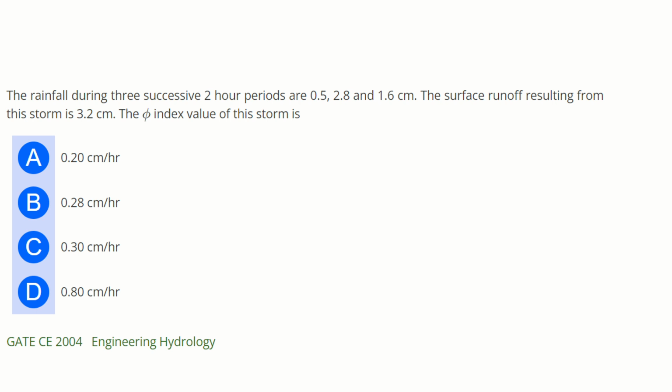The question is, rainfall values are given for 3 successive 2-hour periods. The surface runoff resulting from the storm is 3.2 centimeter, and we have to calculate the phi index. So what is phi index? Phi index, we know, is precipitation minus runoff divided by effective time. This is what phi index is.